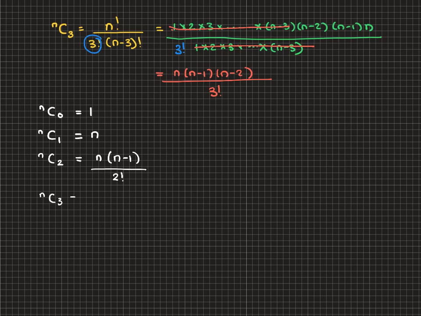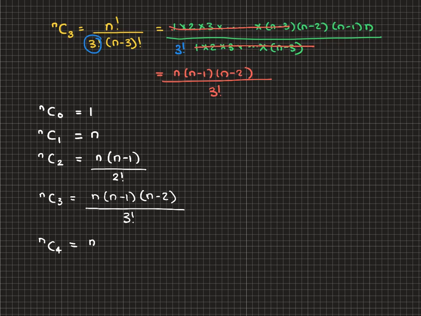n choose 3 is equal to n multiplied by n minus 1, i.e. the number preceding n, multiplied by the number preceding that number, which is n choose 2, all divided by 3 factorial. So could you predict the value of n choose 4 based on the pattern that you can see? Have a go, see if you can write it down, and then you can check if you are correct.